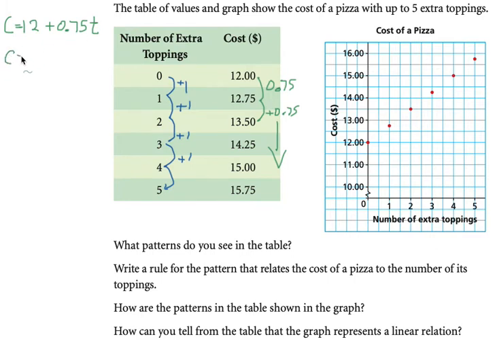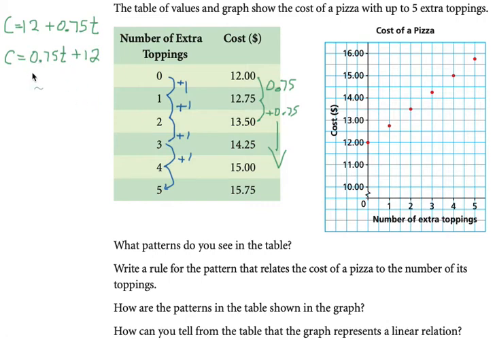Now often we'll rewrite it in a different way. So we have the 0.75 per topping plus $12 at the end. So these are the same, two different ways of doing that.